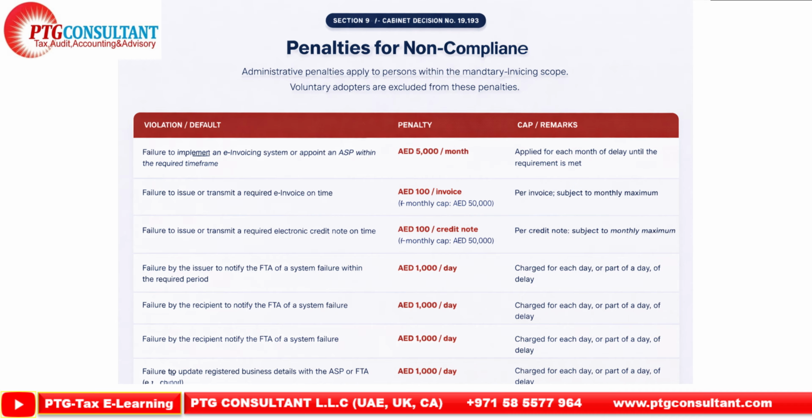Failure to issue or transmit a required e-invoice on time: 100 dirhams per invoice, with a maximum monthly cap of 5,000 dirhams. Failure to issue or transmit a required electronic credit note on time: 100 dirhams per credit note, with the same monthly cap of 5,000 dirhams. Failure by the issuer to notify the FTA of a system failure within the required period: 1,000 dirhams per day. Failure by the recipient to notify the FTA of a system failure: 1,000 dirhams per day.